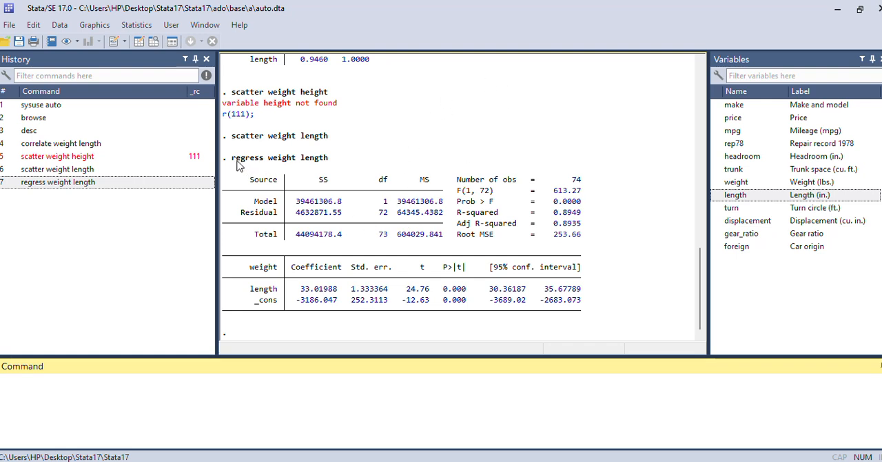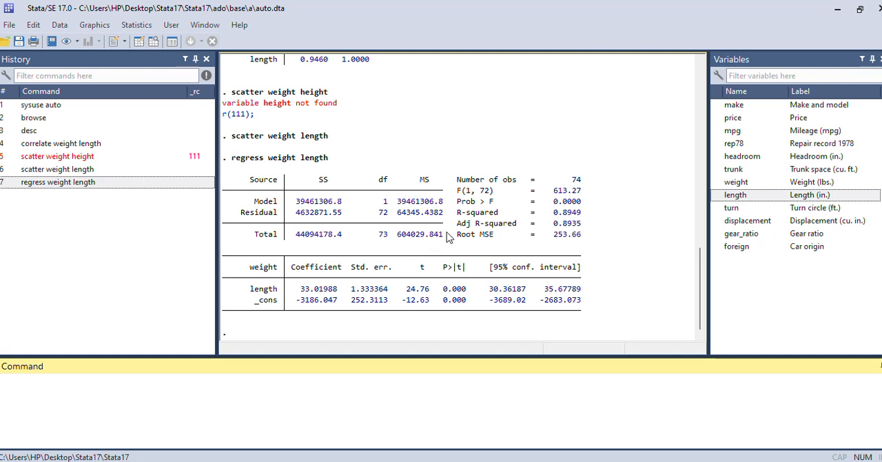So you can see the command that we type, regress weight length. We can see that we are given this output. Okay, so we have to start interpreting the output. First of all, we have to check whether the model is significant.